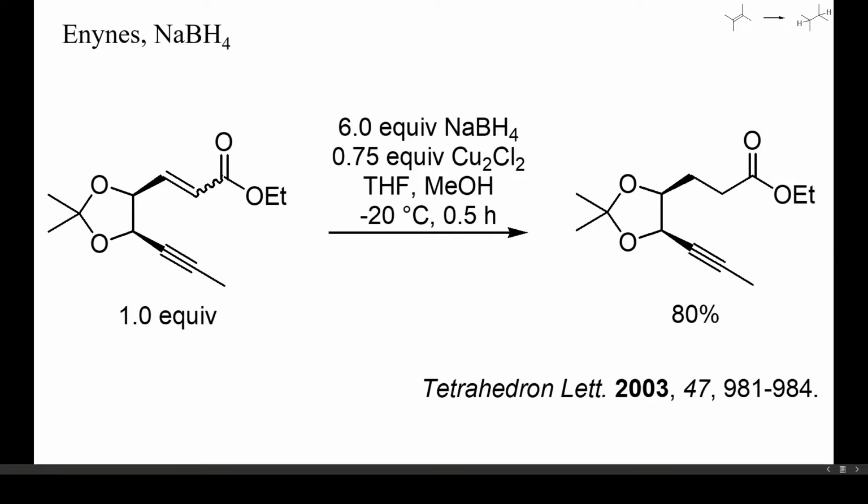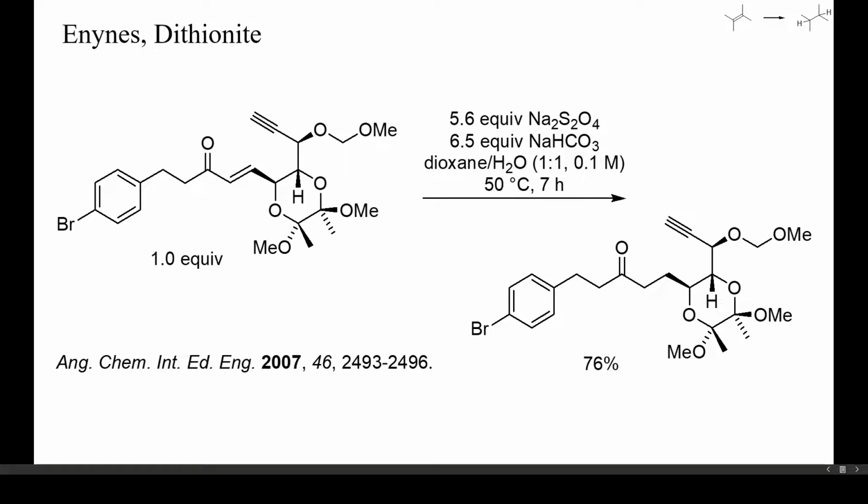In this example, an acrylate underwent copper-catalyzed hydrogenation with sodium borohydride, again without any reduction of an internal unconjugated alkyne. Also, dithionite may be used to selectively reduce electron-deficient alkenes in the presence of alkynes, as shown here. Despite the excess of dithionite, no cleavage of the carbon-bromine bond or reduction of the keto group occurred.